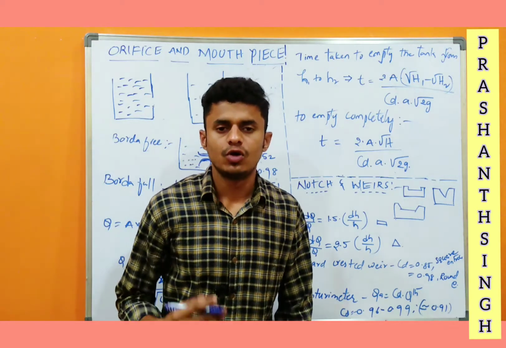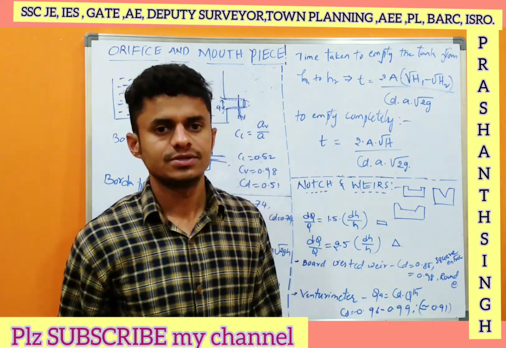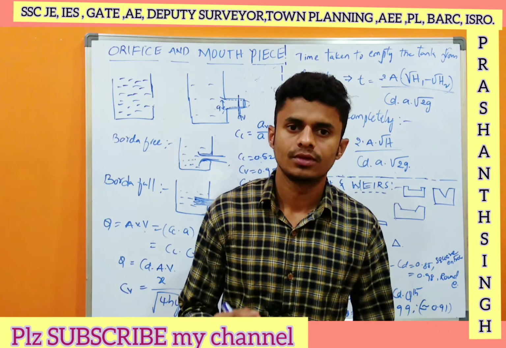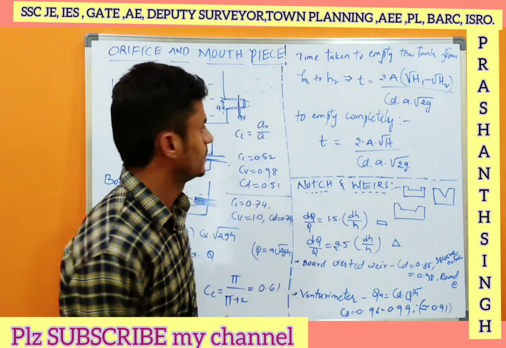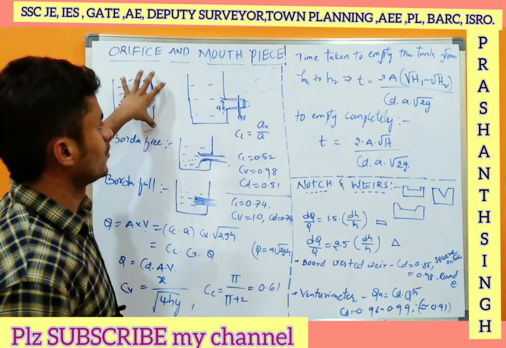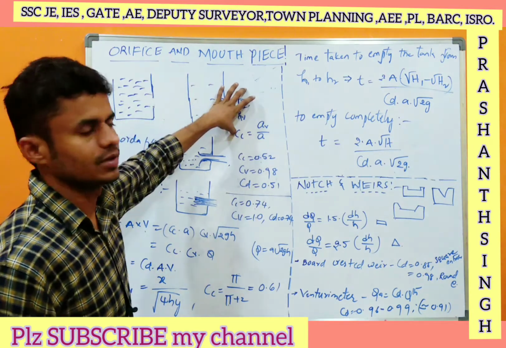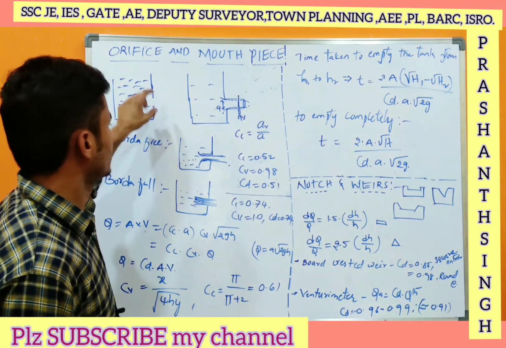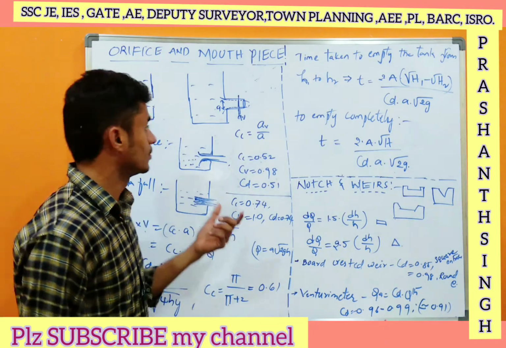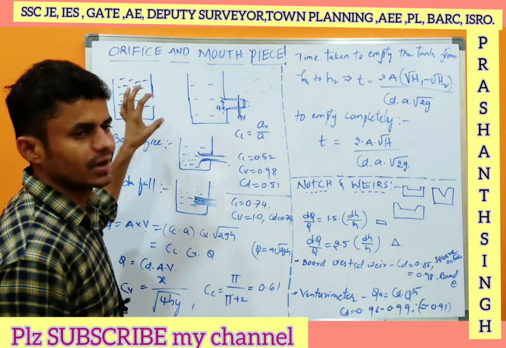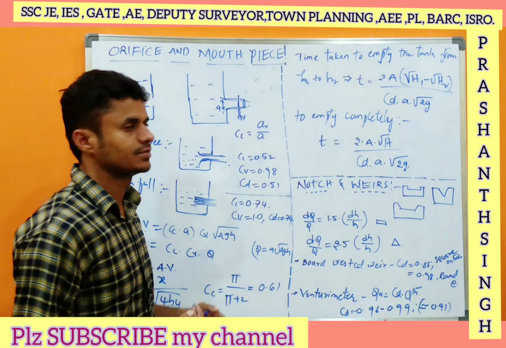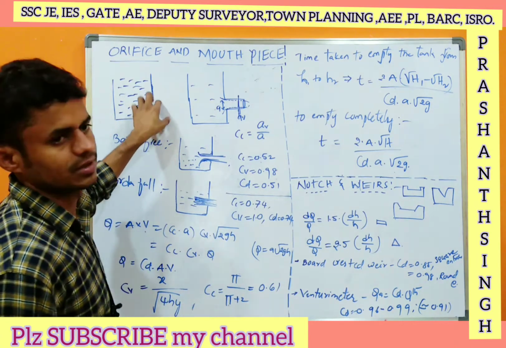Orifice and mouthpieces. In the orifice and mouthpieces, we have the small formulas. Okay. So this is the orifice. This is the mouthpiece. So what is the difference between them? In the orifice, for calculating the rate of flow, we have to arrange the rectangular, triangular, or trapezium orifices. This is the cross section.